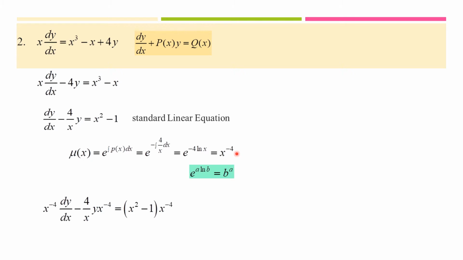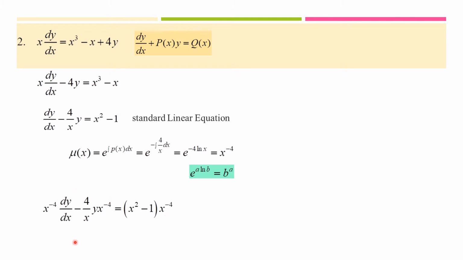Next step is to multiply the standard linear equation by the integrating factor. So we multiply the first term dy/dx by x to the negative 4. So you get x to the negative 4 times dy/dx. And for the second term also multiply by the integrating factor. So the second term is negative 4 over x, y, x to the power of negative 4. And on the right side, multiply by the integrating factor. So x squared minus 1 multiplied by x to the power of negative 4.